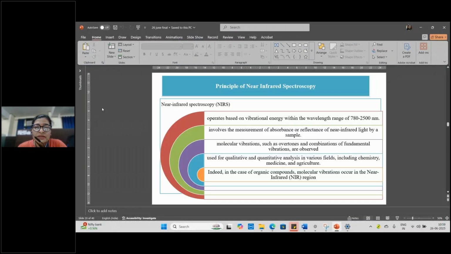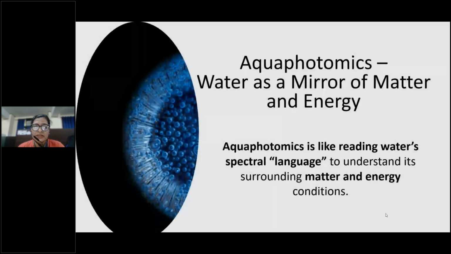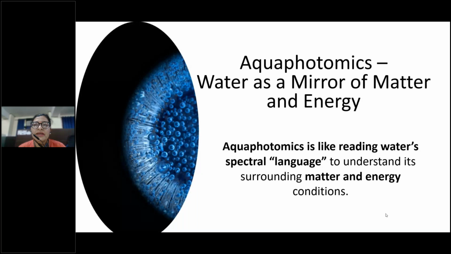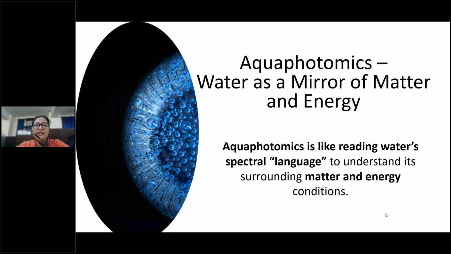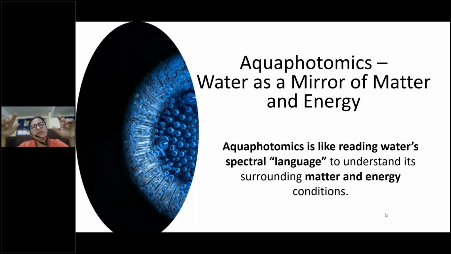Water is a mirror. I hope now you understand why I use such big words, that water is a mirror of matter and energy. You know, like in biology, we study DNA and you can understand the structure. Similarly, in aquaphotomics, you can read the water structure, you can make the aquagrams, and you can check how it is behaving. Is it in a vapor-like structure? Is it in an ice structure? Is it free water? Is it in between the water and vapor phase? Is it in between the water and ice phase?